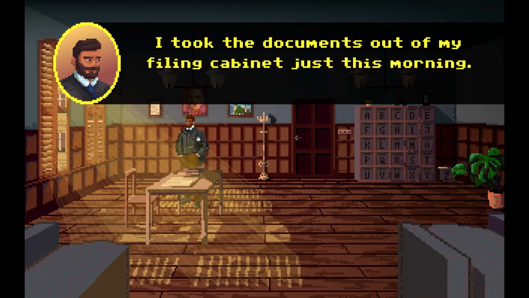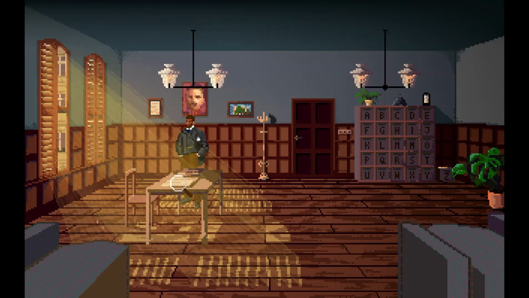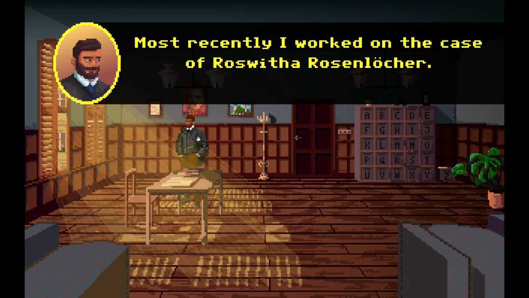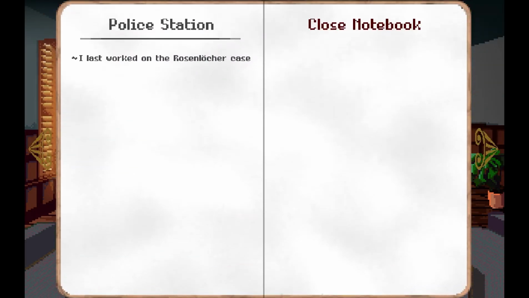I took the documents out of my filing cabinet just this morning. That's what we said. Oops, that was an accident. I last worked on the Rosenlocker case.